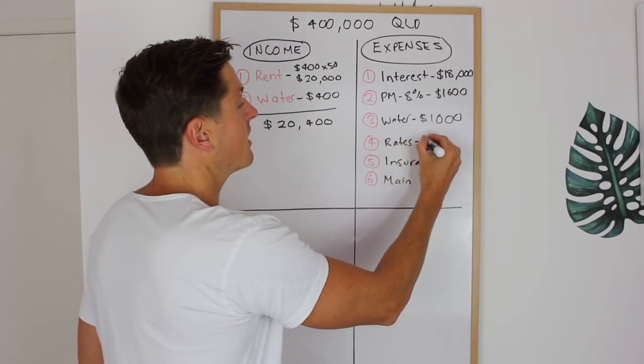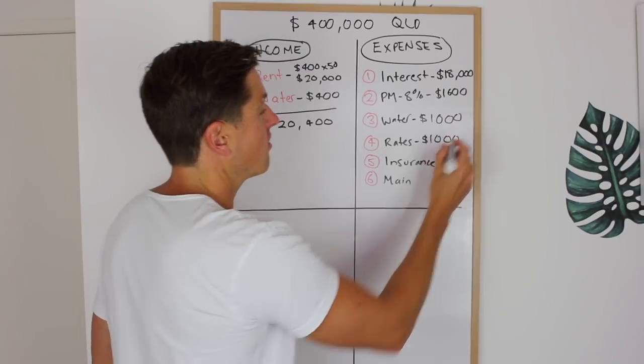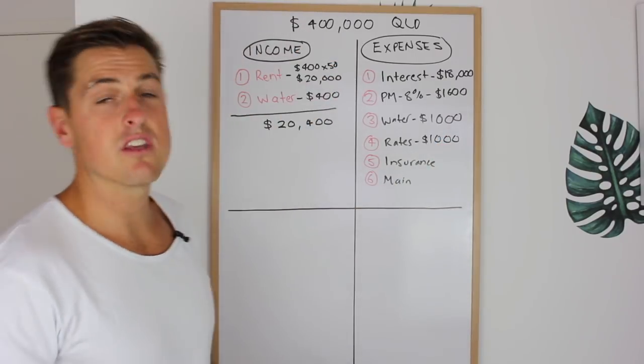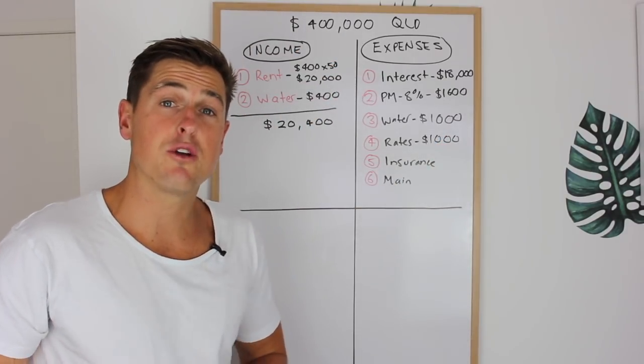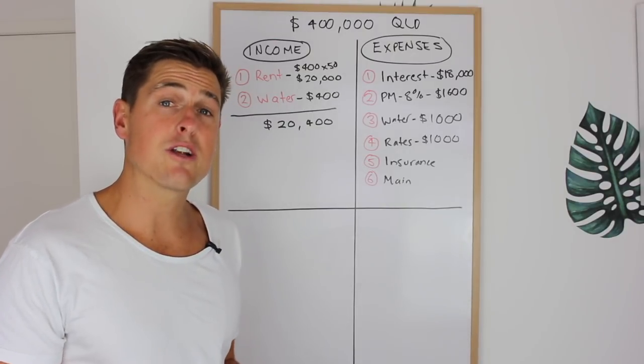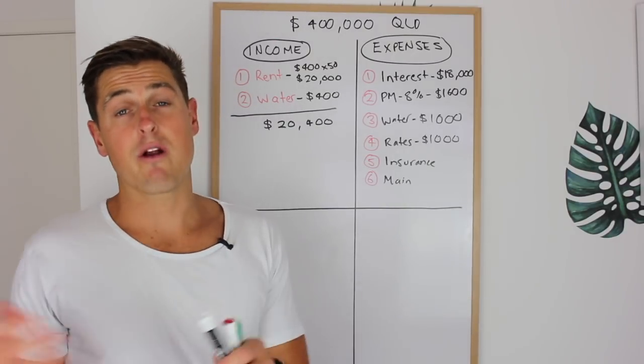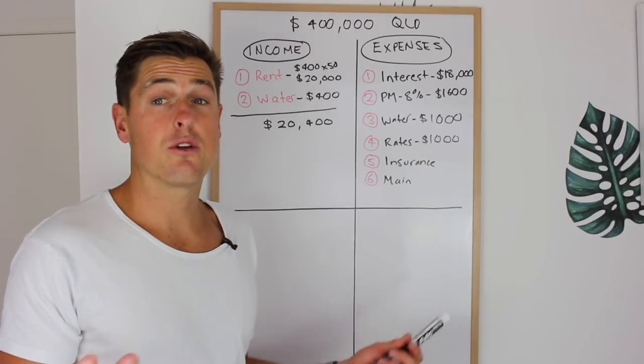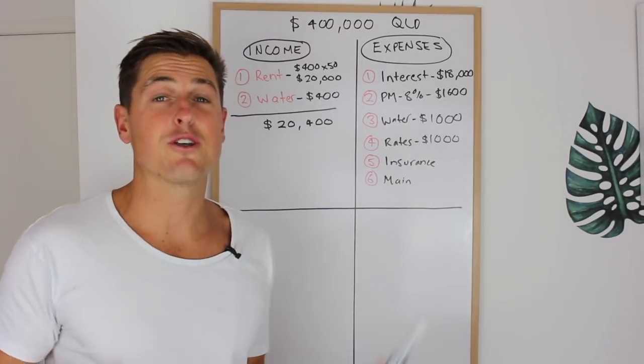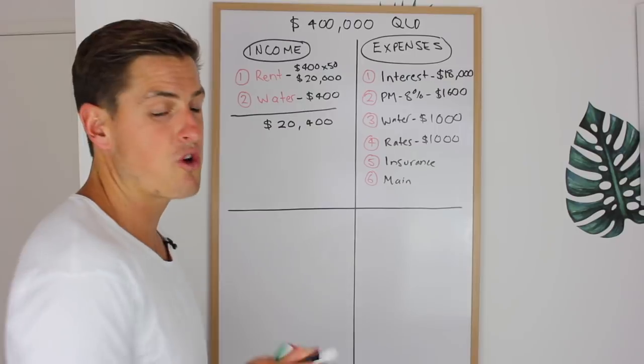From a rates perspective, I'm also saying $1,000 per year. Some council areas might charge you $800 a year on a $400,000 property. Other areas, they may charge you $2,000. It really ebbs and flows based on local council area in Australia.